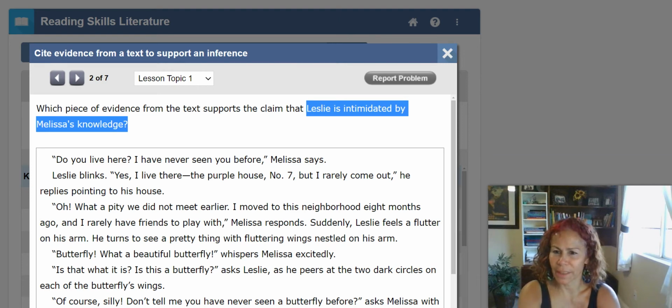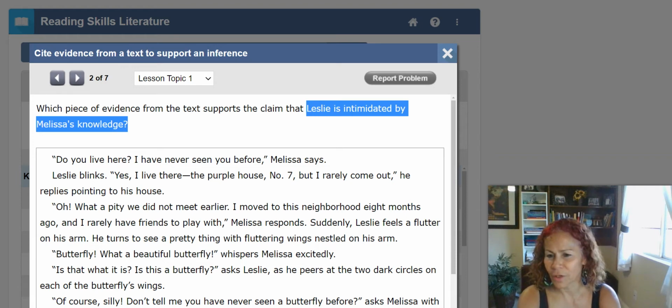All right, let's read it. "Do you live here? I have never seen you before," Melissa says. Leslie blinks. "Yes, I live there, the purple house, number 7, but I rarely come out," he replies, pointing to his house. "Oh, what a pity we did not meet earlier. I moved to this neighborhood 8 months ago, and I rarely have friends to play with," Melissa responds.